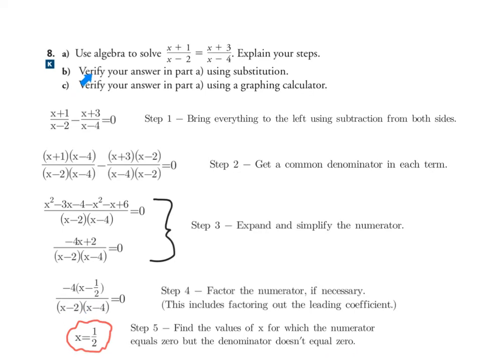Part B, I'll just do this orally. Verify your answer in part A using substitution. You just have to look here. Let's let x be 1/2. So this is going to be 1.5 on top, and 1/2 minus 2 is negative 1.5. Well, 1.5 divided by negative 1.5 is just negative 1. Let's look here. If x is 1/2, you got 3.5 and negative 3.5. Well, 3.5 over negative 3.5 is also negative 1. So negative 1 does equal negative 1. This is indeed a solution.